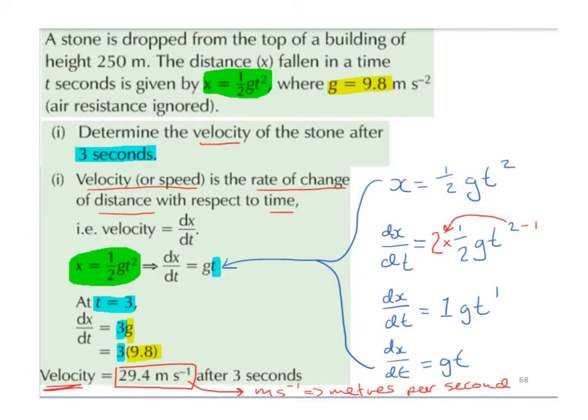We are specifically interested when t is equal to 3, so after 3 seconds. So dx/dt is equal to gt. We swap the t for 3, so we get dx/dt equals 3g. And then we swap the g for 9.8, because we were told in the question that g is equal to 9.8 meters per second squared. And 3 times 9.8 is 29.4 meters per second. So the velocity is 29.4 meters per second after 3 seconds.